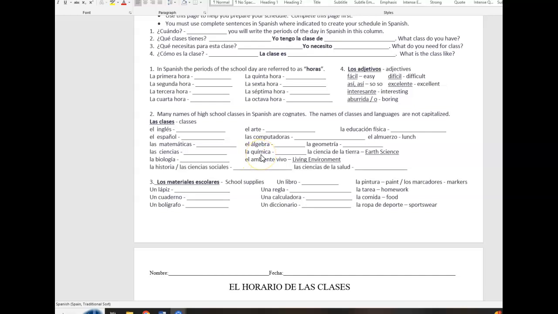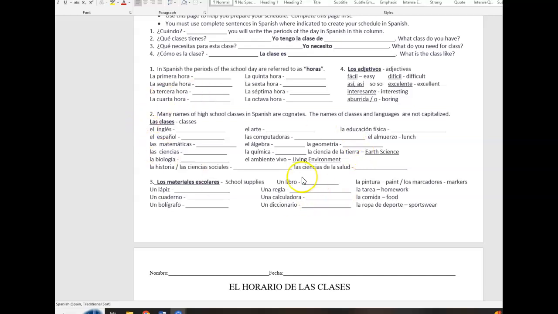La química is chemistry. La química. El ambiente vivo is living earth, or the living environment. Las ciencias de la salud is health science, health class. La educación física is PE. La educación física. La geometría is geometry. Geometría. And then finally, la ciencia de la tierra is earth science. La ciencia de la tierra.